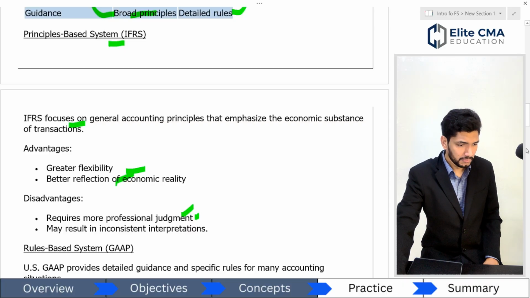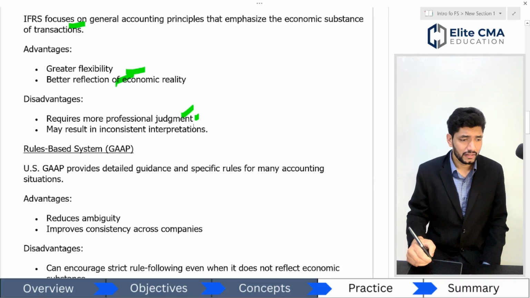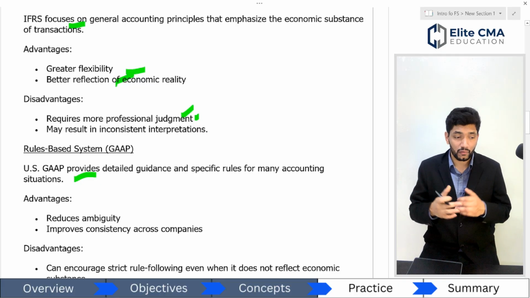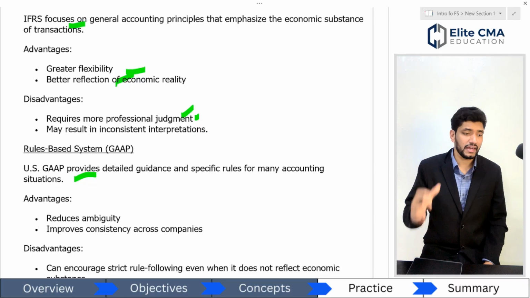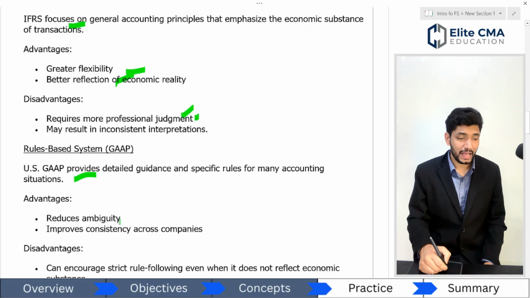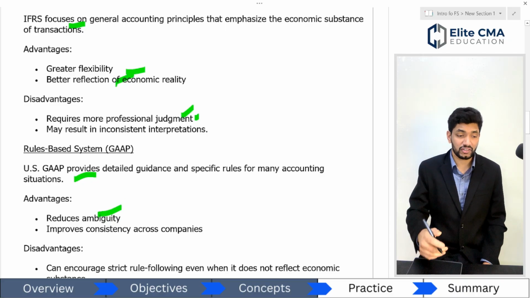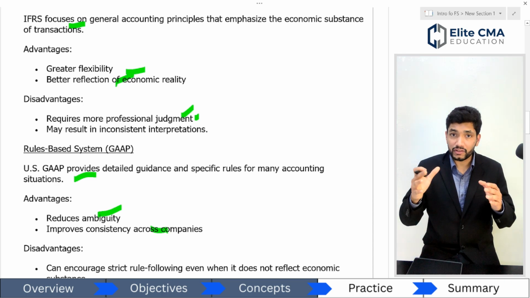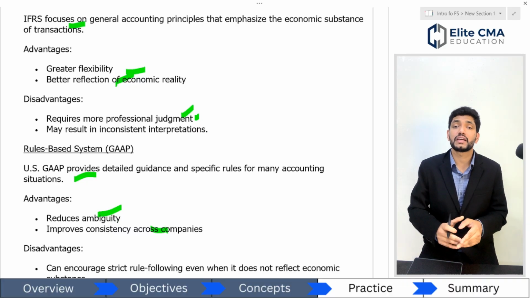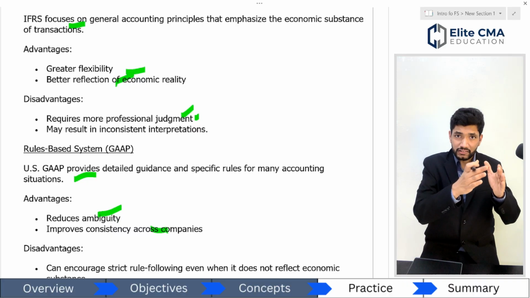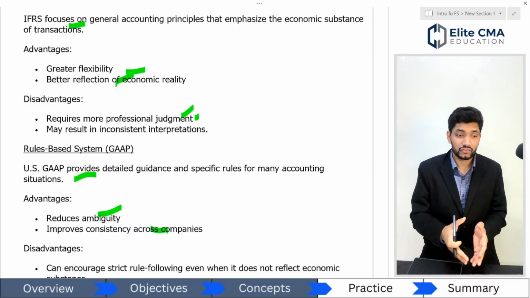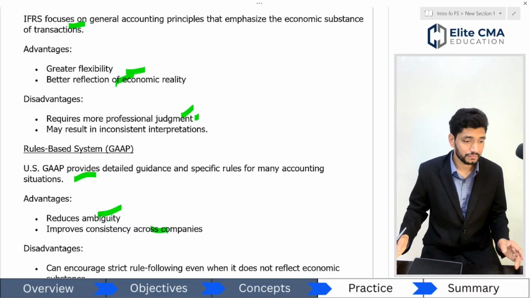When it comes to US GAAP, it provides detailed guidance with specific rules for many accounting situations. The key advantages of US GAAP are reduced ambiguity and improved consistency across companies, because it already has very detailed rules for accounting situations case by case. So once a case comes in US GAAP, we have to directly follow that rule instead of our own evaluation and judgment.